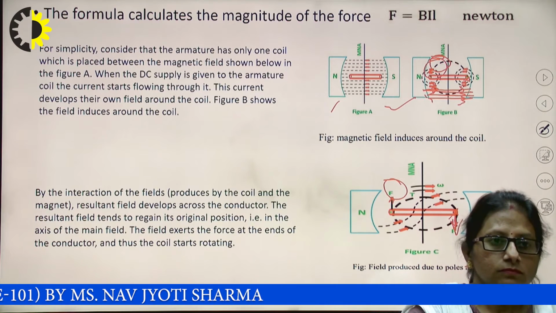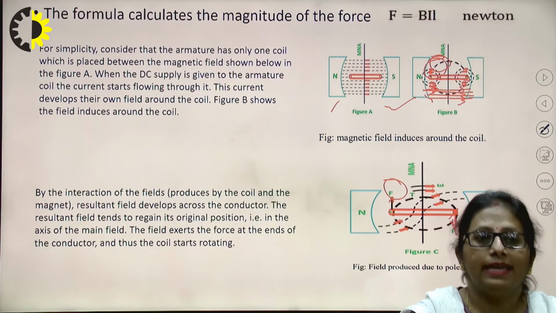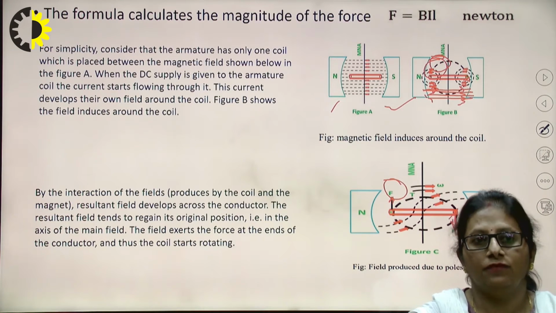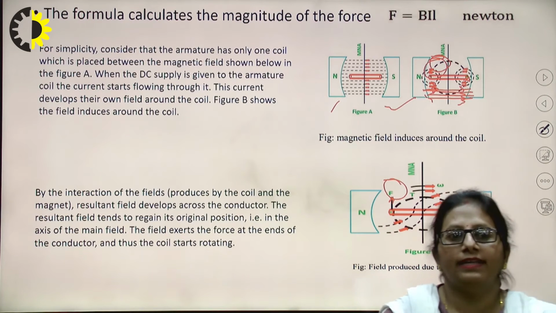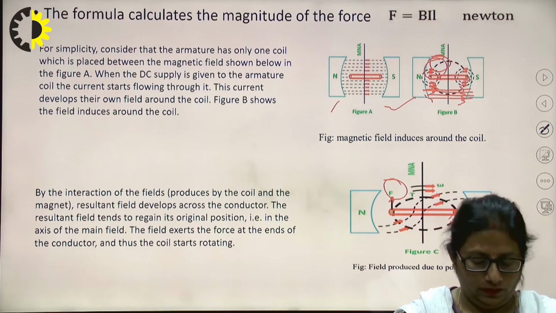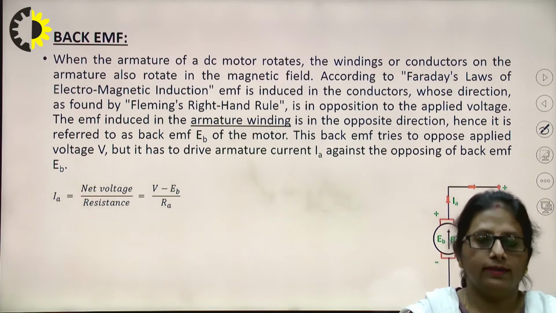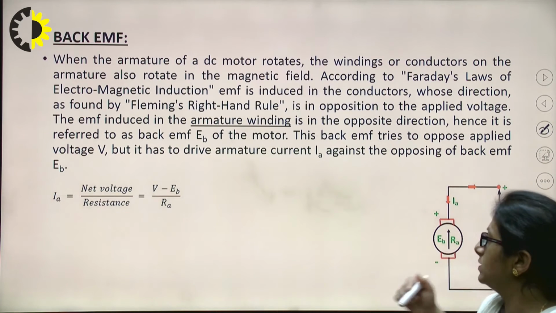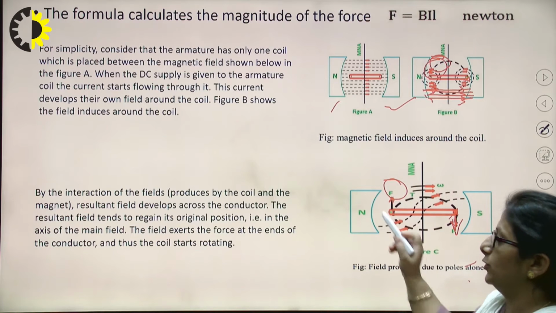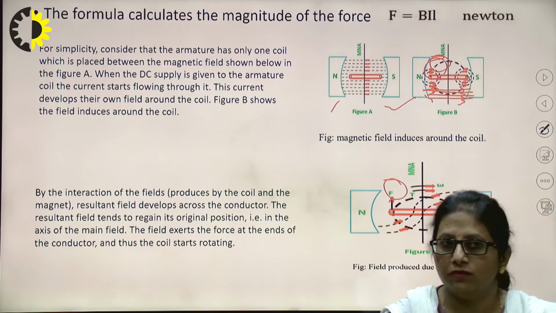So I must say that the resultant field tends to regain its original position, that is in the axis of the main field, and the field exerts the force at the ends of the conductor, and thus the coil starts rotating, right? Now, while doing this, we have got the motoring action, right? When the force is exerted on the conductor, the conductor will start to rotate, or the coil will start to rotate, right? So the motoring action is achieved.